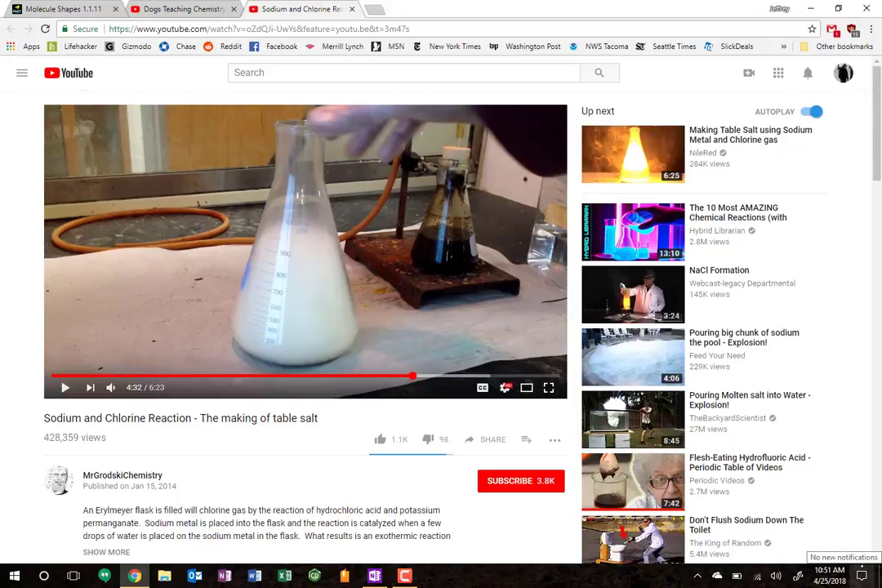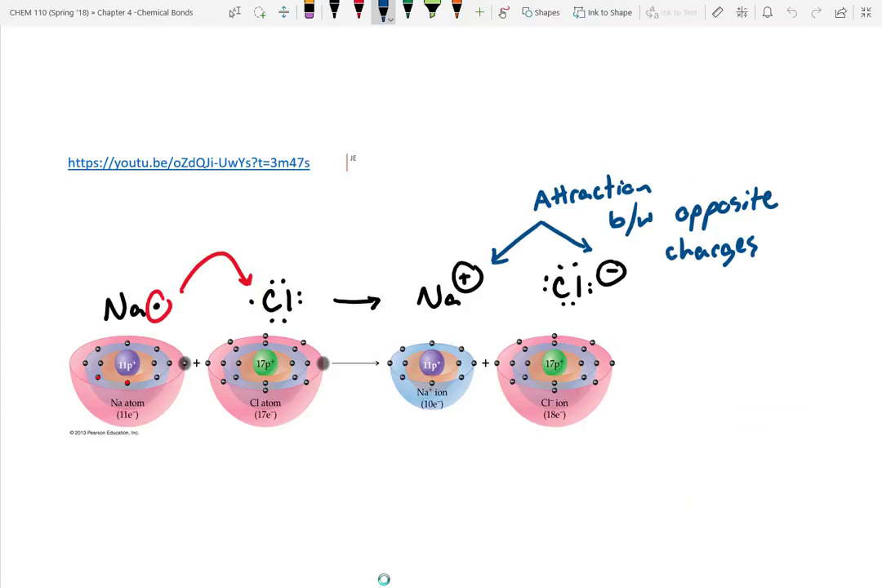Does anybody know what sodium chloride is often referred to as? Salt. It's table salt. So it's a really common ionic compound you see in your day-to-day life. And it can be made this way. However, most of the time the salt we eat is just derived from dried out ocean water.